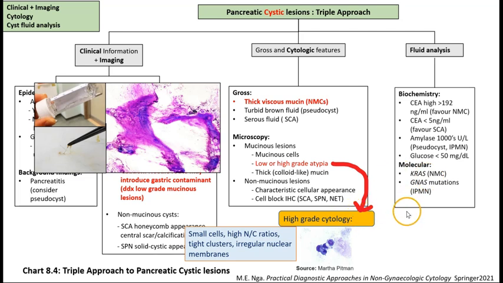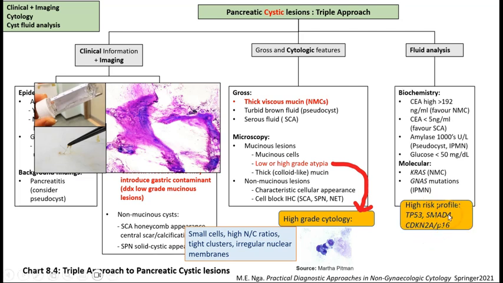And in terms of molecular testing, KRAS mutations are often found in IPMNs and in MCNs, GNAS mutations more often in IPMNs, and we also want to look at the high-risk profile, so P53, SMAD4, and CDKN2A abnormalities. These are often associated with high-grade features or a high-risk profile in terms of risk for malignancy.